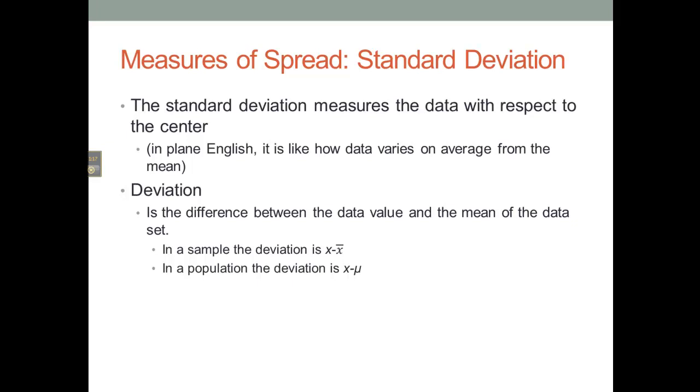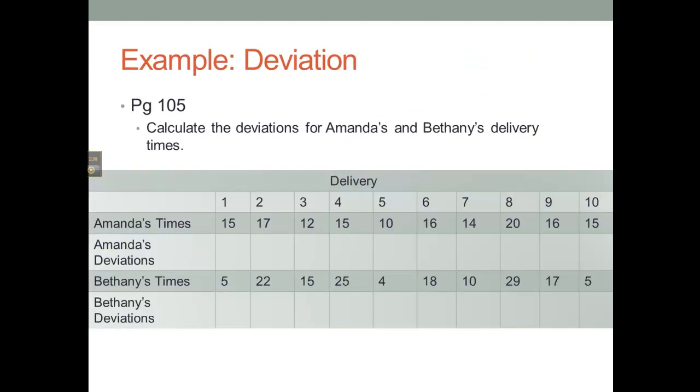The first thing we need to do, though, is look at something called a deviation, which is the difference between the data value and the mean of the data set. In a sample, the deviation is the data value minus the mean, or x bar. In a population, the deviation is the data value minus mu. So let's look at an example for deviation.